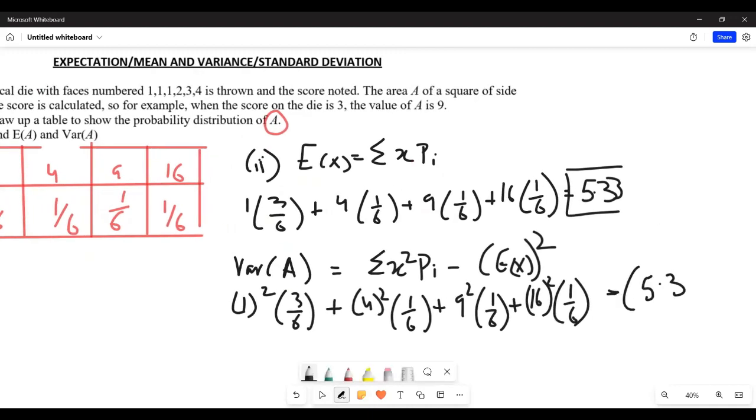I just have 5.33. I'm using that. You'll use the entire calculator display. And this should get you the answer. 30.9 is the answer at the back.